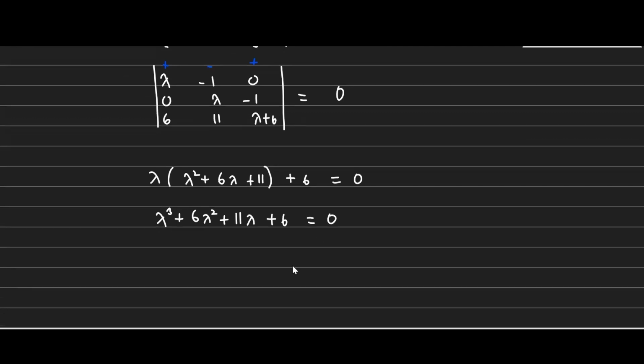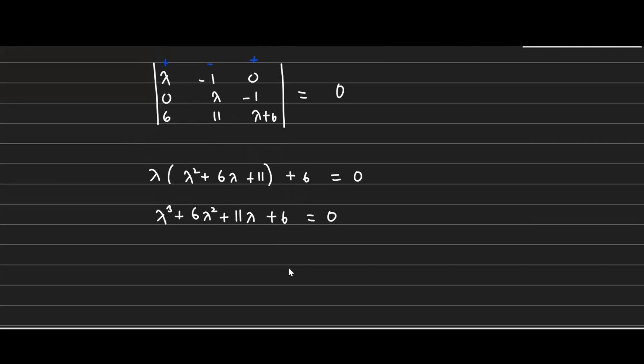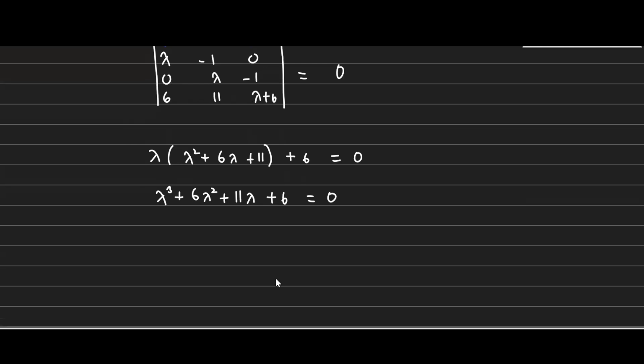Now you need to solve this equation. If you have a calculator, good, you can solve this polynomial. But if you don't have a calculator, a third order polynomial is easy to solve. What you need to do is find the numbers that you can substitute in that polynomial so that it will be equal to 0.